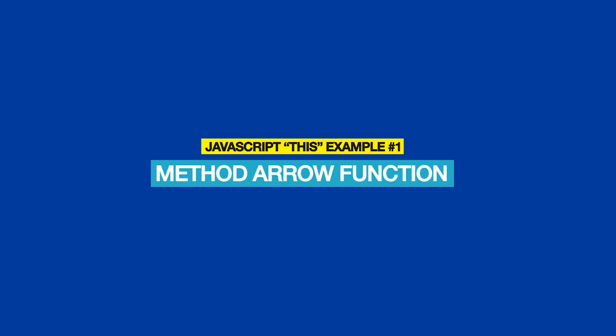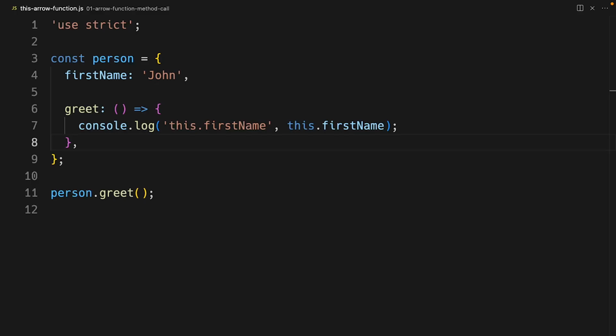Let's have a look at the arrow function as a method. In this example, the greet method is an arrow function.